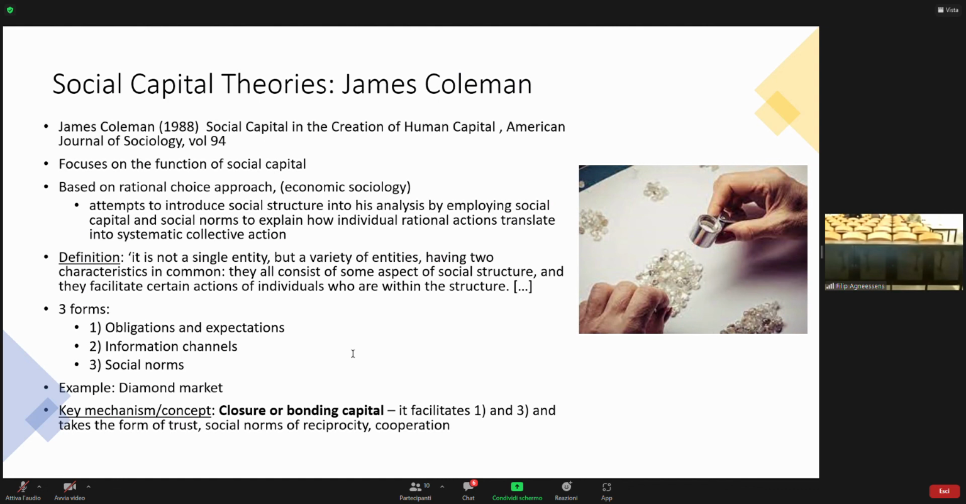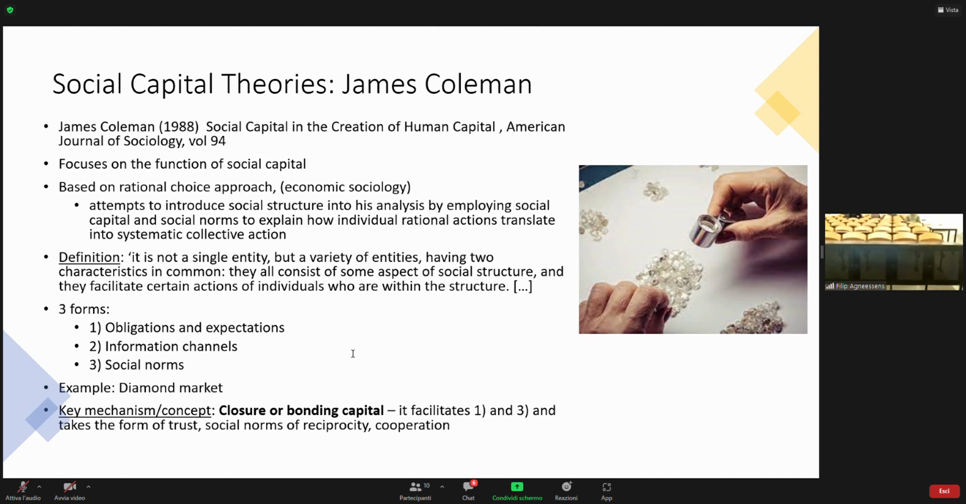And what he argued, what we already kind of hinted at, is that behind this whole mechanism is closure, or bonding capital, which is exactly the fact that everyone knows everyone within the community. So you cannot run away without other people learning about it. Exactly because everyone knows everyone, obligations and expectations and social norms can be reinforced, because people would learn about your deviation from the expected behavior.